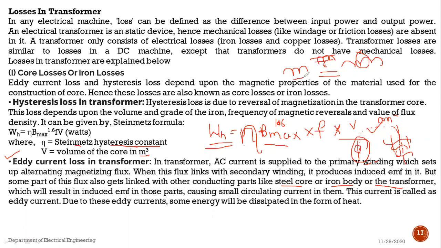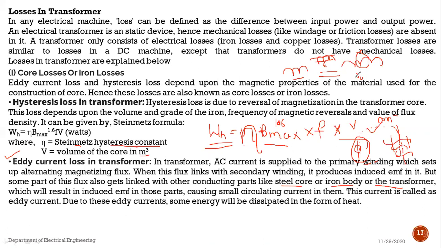See, when the primary coil produces some flux, this flux travels into the core and links to the secondary coil. Not the total amount of flux links to the secondary coil. Some amount of flux links to the conducting parts of the transformer. Due to that, according to the principle, it will induce some EMF in that conducting part.